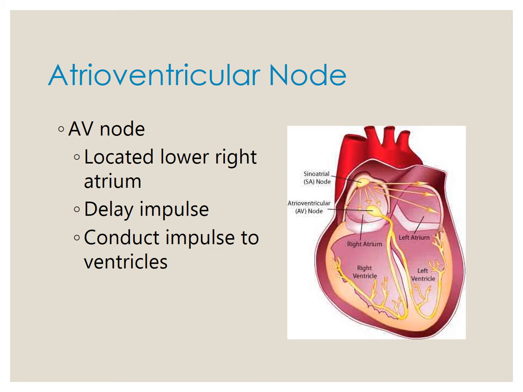After the SA node, it moves down into your atrioventricular node, or AV junction. This is located in the lower portion of the right atrium above the base of your tricuspid valve. This will delay and relay impulses to the ventricles. This is kind of the pathway from your right atrium to your ventricles.